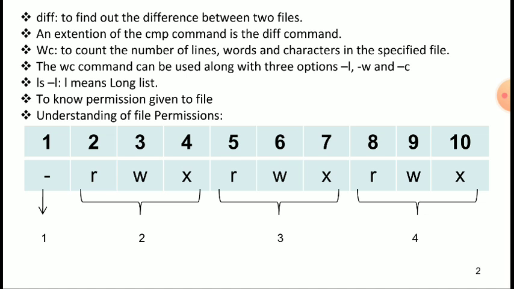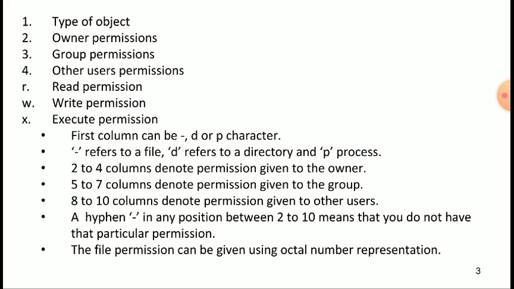So that is the file permissions. I have discussed in detail. Number 1 is the type of object. Number 2 is the owner permissions. Number 3 is the group permissions. Number 4 is the other users' permissions. R means read permission, W means write permission, and X means execute permission. So those are the three types of permission: R, W and X.